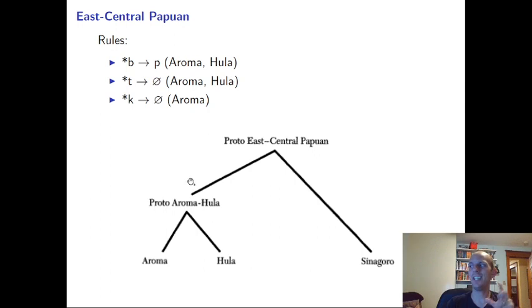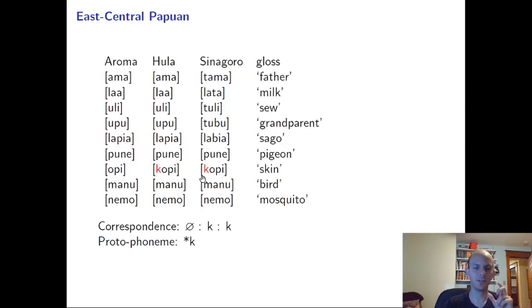It's the shared innovations. It's not shared retention. It's the shared innovation. So for instance, if we look here, Hula and Sinagoro both have this K present. K and K. And Aroma looks different. So on the surface, our intuitions would be that Hula and Sinagoro are more closely related than they are to Aroma. We should put Hula and Sinagoro together in a nice little family tree and leave Aroma out. Take that, Aroma.